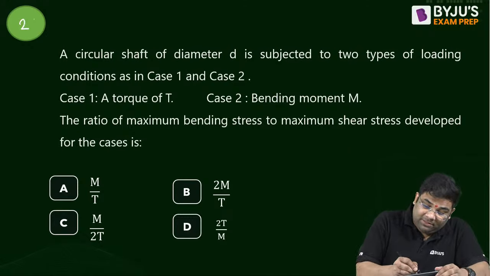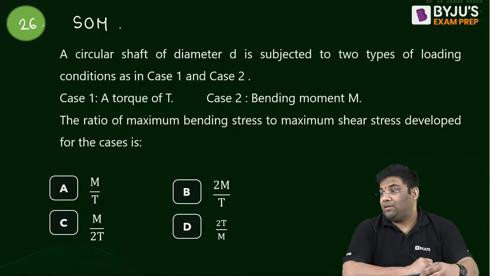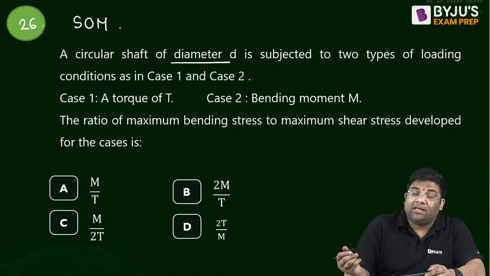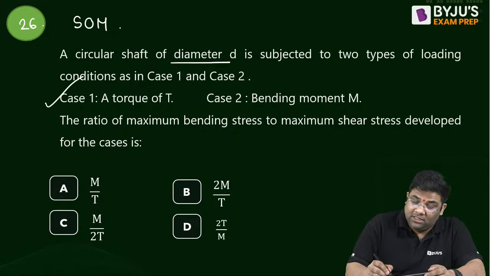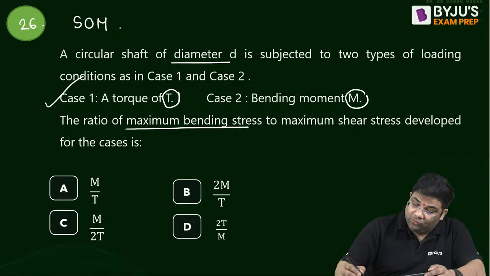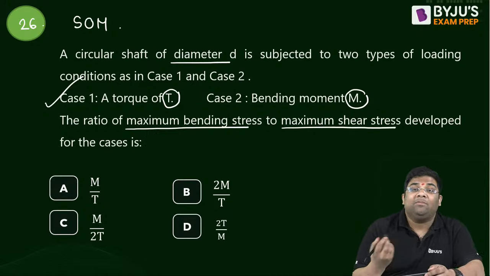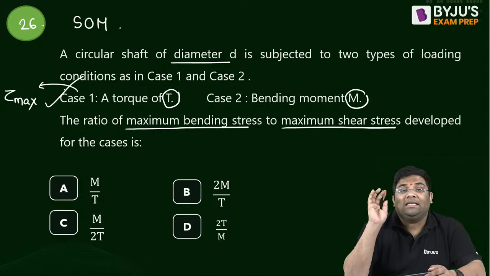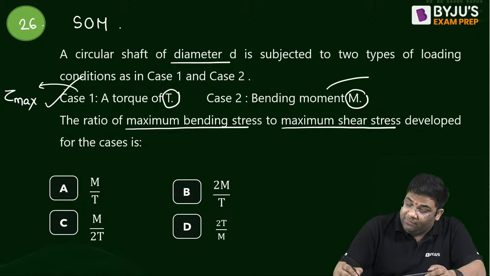Question number 26. Please answer this question from strength of materials. A circular shaft of diameter D is subjected to two types of loading. Case 1 is torsion, and case 2 is bending moment. Find the ratio of the maximum bending stress to the maximum shear stress developed in these cases. Due to torsion we have shear stress, and here we will have maximum bending stress. So what is the answer?